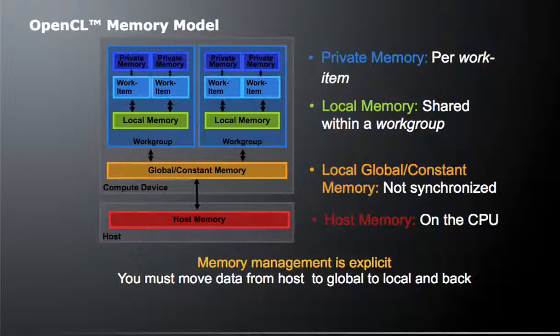Each work item has a private memory, and it's termed private because only a single work item can access that memory. So work items cannot access each other's private memory. Each work group also has a local memory, and this is shared within a work group. So any work item within a work group can access this local memory and actually share data. It is important to note, though, that synchronization is up to the developer. You have to explicitly synchronize your memory to make sure that your memory accesses happen in the order that you want them. Memory management is explicit, so it is up to the user to actually manage when memory is synchronized and how it is synchronized.